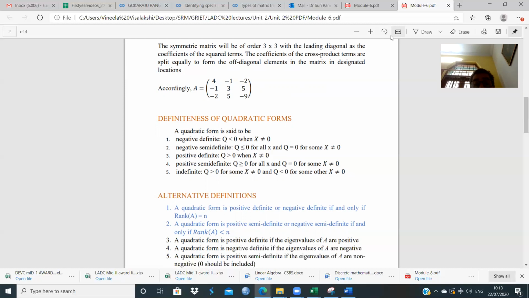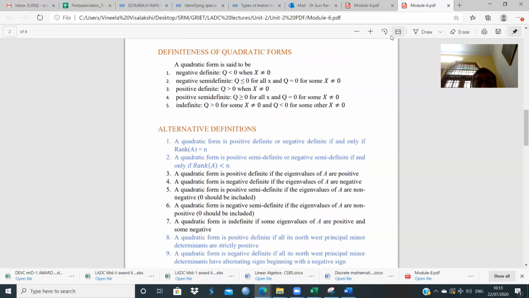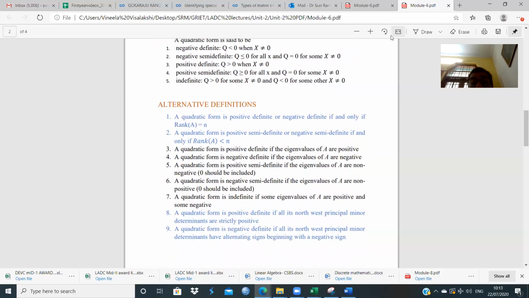But these are a little bit cumbersome to test. So let us look at alternative definitions. The first 2 properties are based on rank. So let us read it. A quadratic form is positive definite or negative definite if and only if its rank is n. That means when the rank of the matrix is n, or the matrix A has full rank, then the quadratic form will be either positive definite or negative definite.